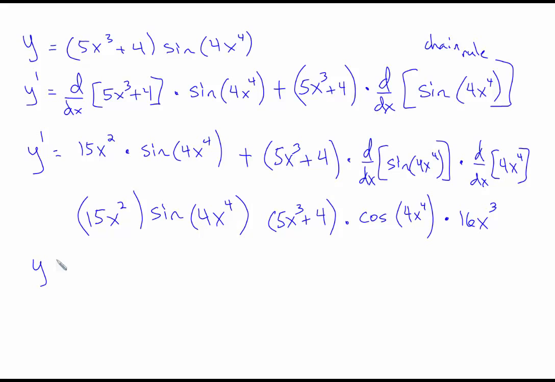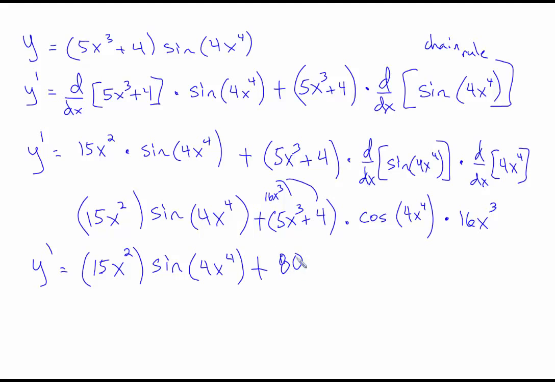Alright, so let's clean this up, make it look better. So we have 15x squared times sine of 4x to the fourth, plus 16, you can distribute if you want, let's just distribute it. So I'm going to take this 16x to the third and distribute it in here. So 16 times 5 is 80, x, add the exponents, to the 6, plus 16 times 4 is 64, x to the third, times the cosine of 4x to the fourth power. And then this is our derivative.